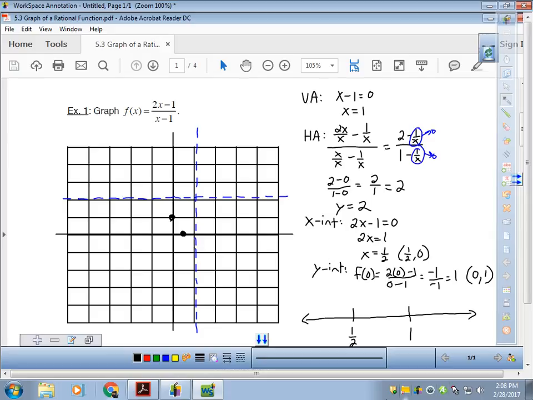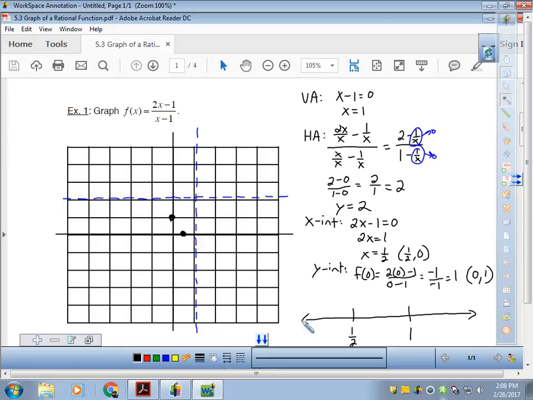So that means I actually have 3 intervals I care about for this graph. I care about what happens between negative infinity and 1/2, what happens between 1/2 and 1, and then what happens between 1 and infinity. So what you do is you pick a value in each of these intervals to check to see whether or not you get a positive or a negative.